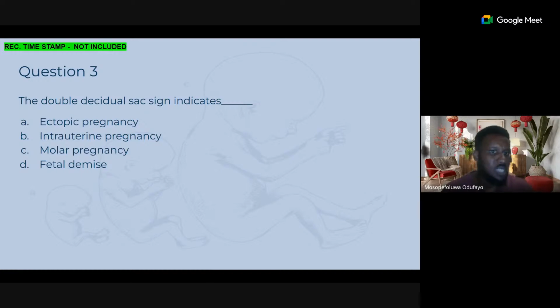The double decidual sac sign, which we have seen. I want you to look through the internet and look at these images very well, and then you'll be able to appreciate them. There are a lot of pictures online these days, and on all our pages you'll see many of these. The double decidual sac sign indicates ectopic pregnancy, intrauterine pregnancy, molar pregnancy, or fetal demise. Which one of them? Five seconds.